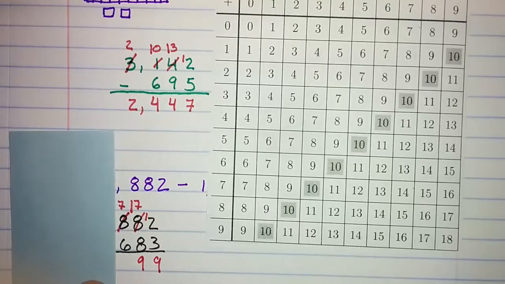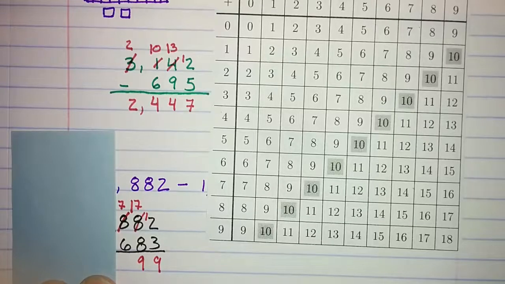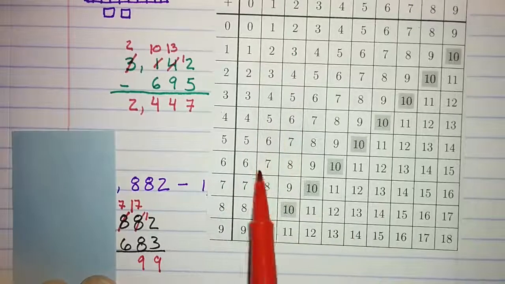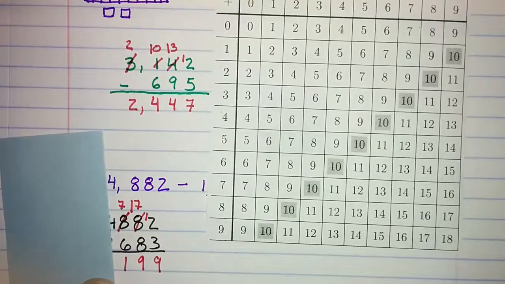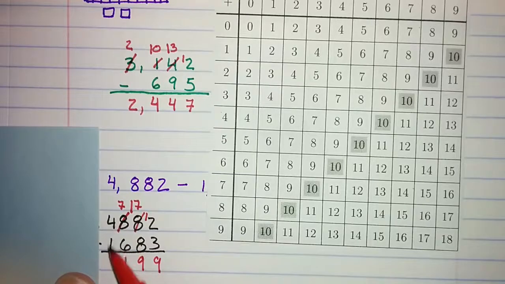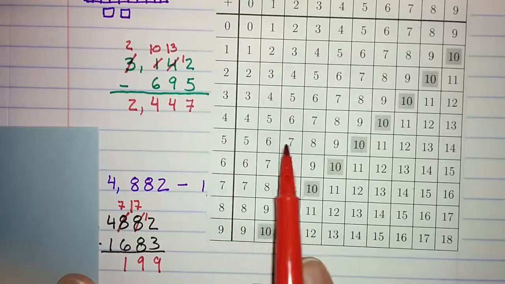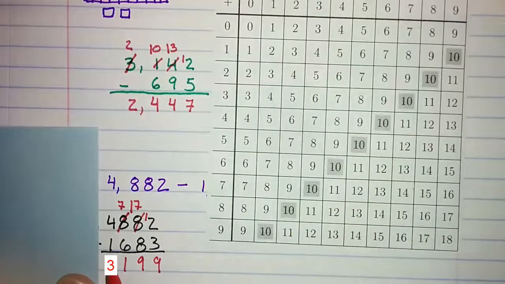All right, in the hundreds place, 7 minus 6. Do we need to borrow again? Why no, 7 minus 6 we can do just fine. What do we get? 6 plus what is 7? 6 plus 1 is 7. So 7 minus 6 is 1. Now we didn't borrow anything here, so we just have plain old 4 minus 1. 1 plus what is 4? 1 plus 3 is 4.